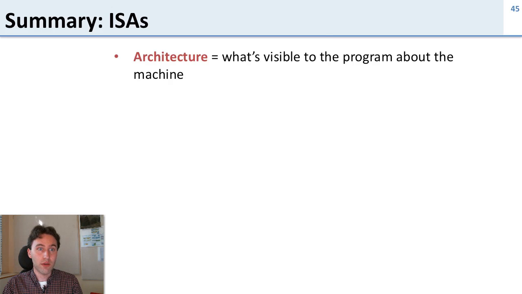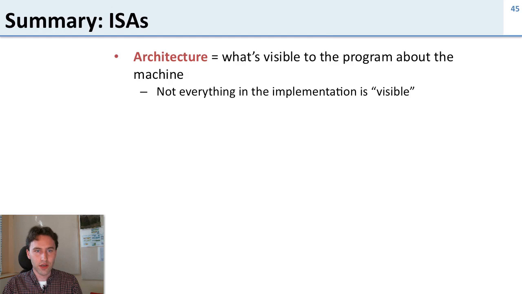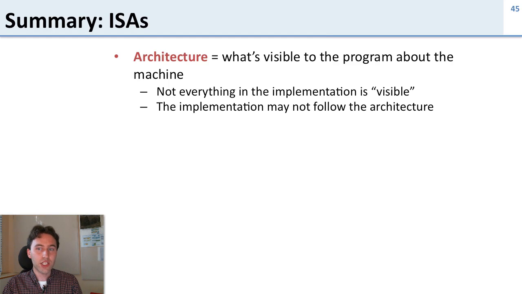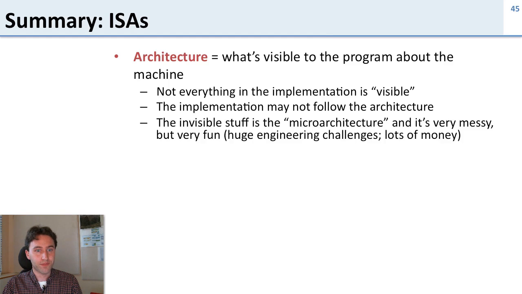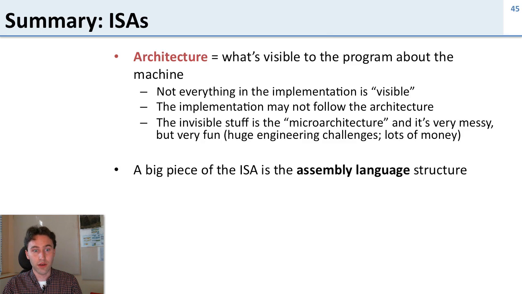So let's summarize what we saw about ISAs. The architecture of a processor is what's visible to the program about the machine. Not everything in the implementation is visible. We saw how that Bulldozer processor had out-of-order execution, but that wasn't visible to the program. And the implementation may not follow the architecture. So the architecture says everything's atomic, but the implementation may break that when it doesn't make the program crash. The invisible stuff, sort of the details, is called the microarchitecture, and it's really interesting. These are very big engineering challenges, and there's lots of money to be thrown at them, so people have come up with very clever ideas here.